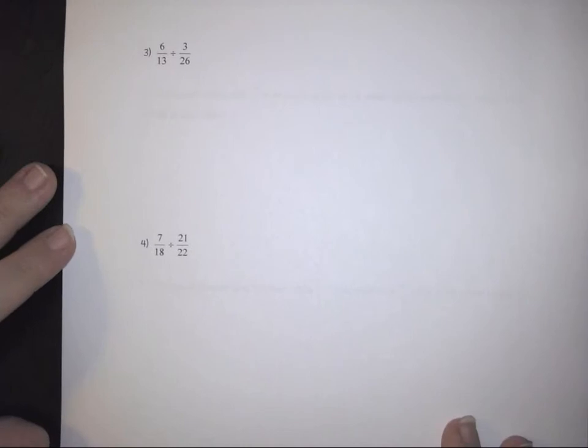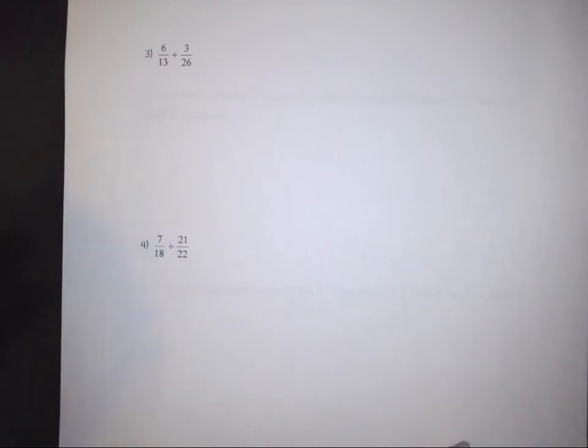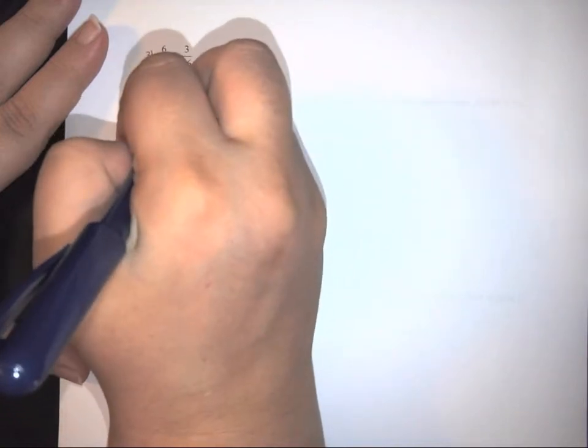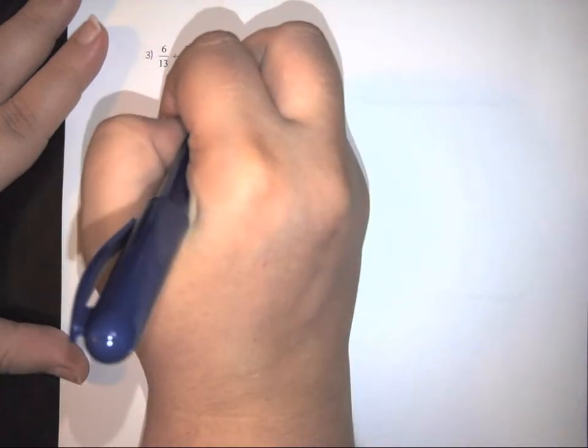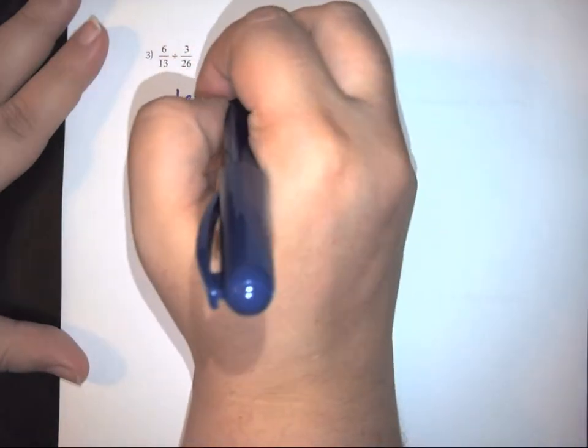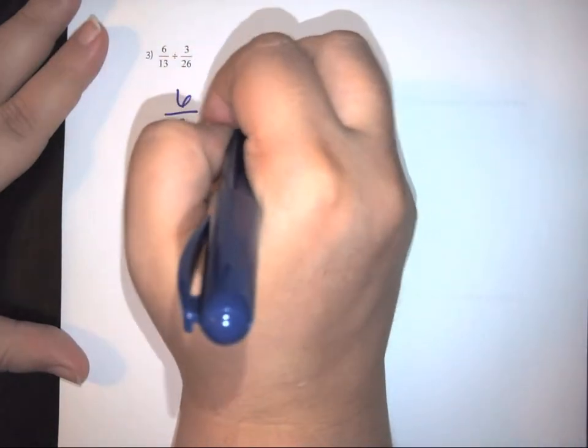Let's do another one. So I have 6 over 13 divided by 3 over 26. So again, keep the first, 6 over 13. Change it to multiplication and flip the reciprocal of the second. So 26 over 3.